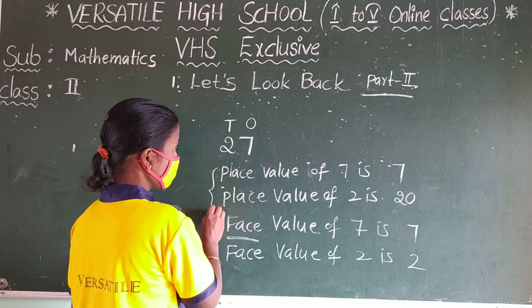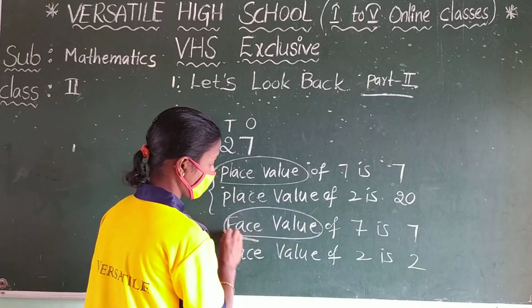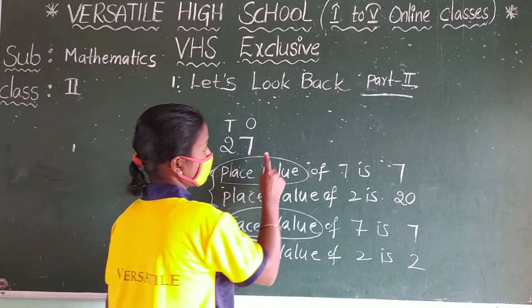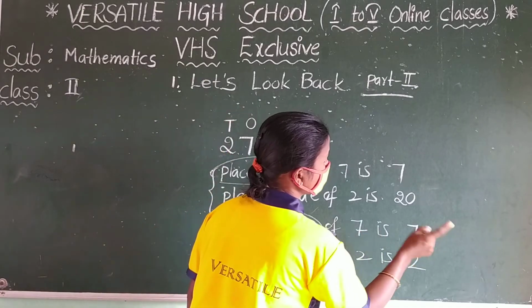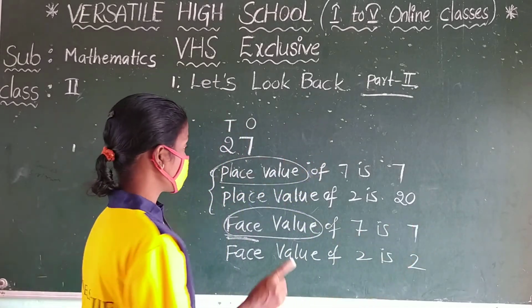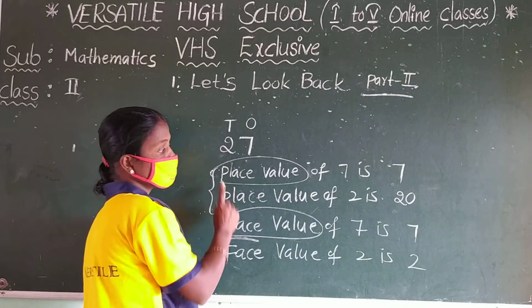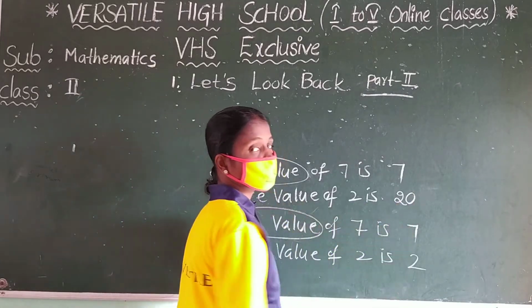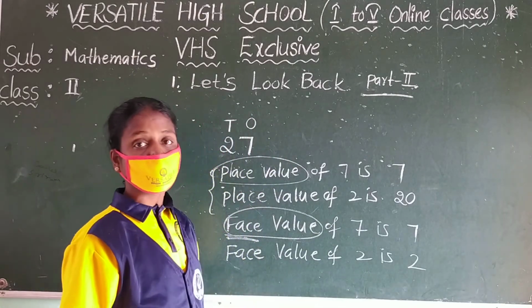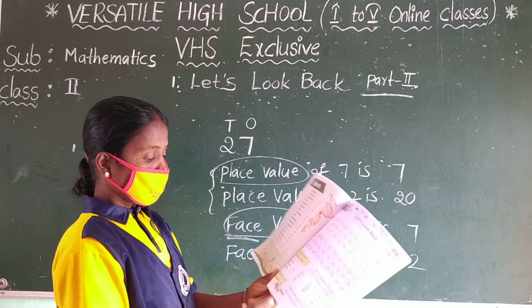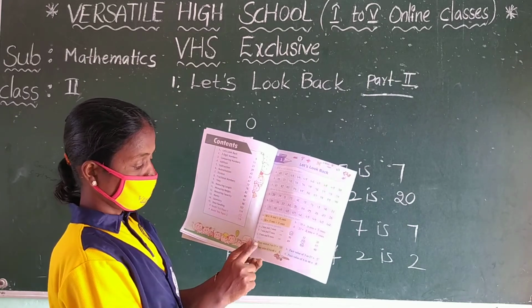You are observing place value and face value. The place value of 7 is 7, and the face value of 7 is also 7. In the ones digit, they are the same. But the place value of 2 is in the tens place, so the place value of 2 is 20, and the face value of 2 is 2. Page number 5, I have already given you: the 4th bit and 5th bit.